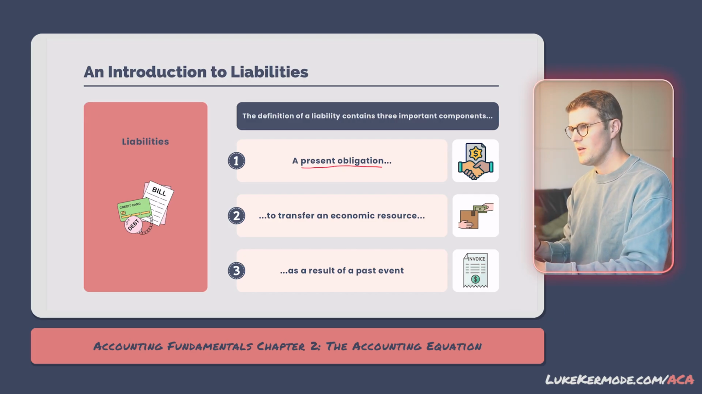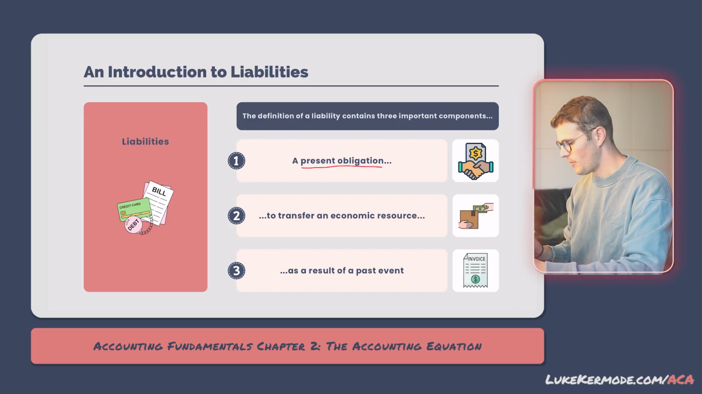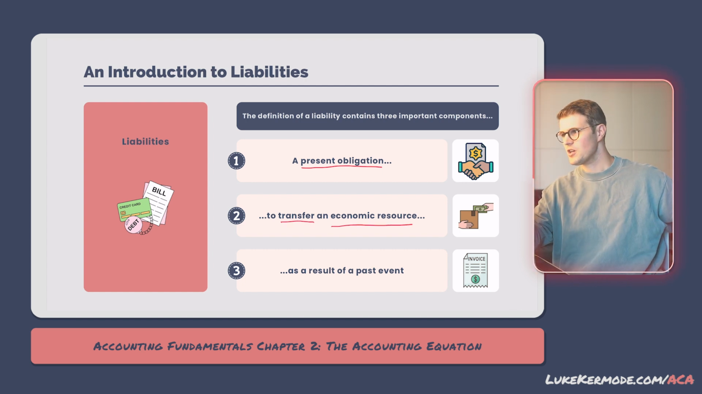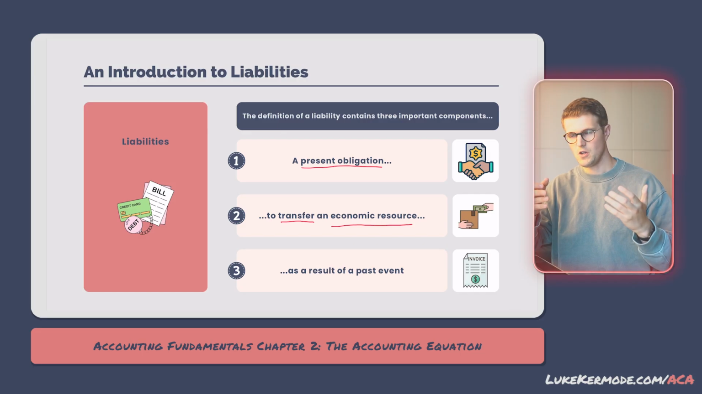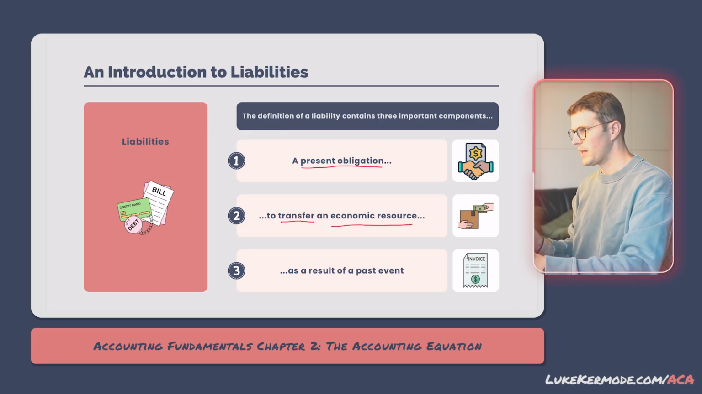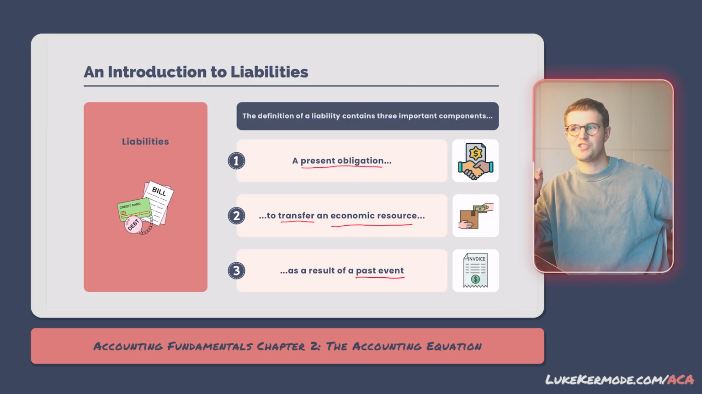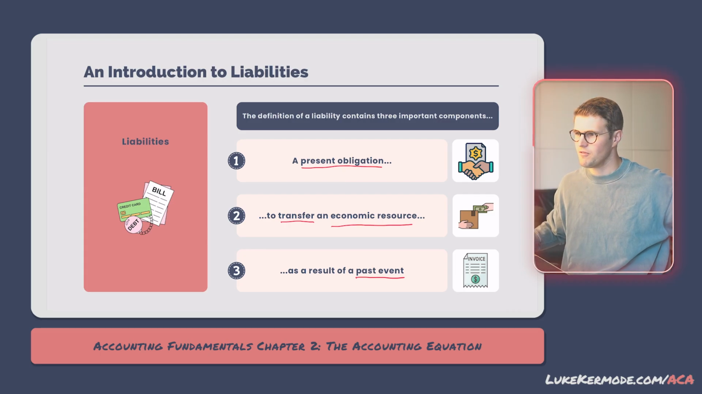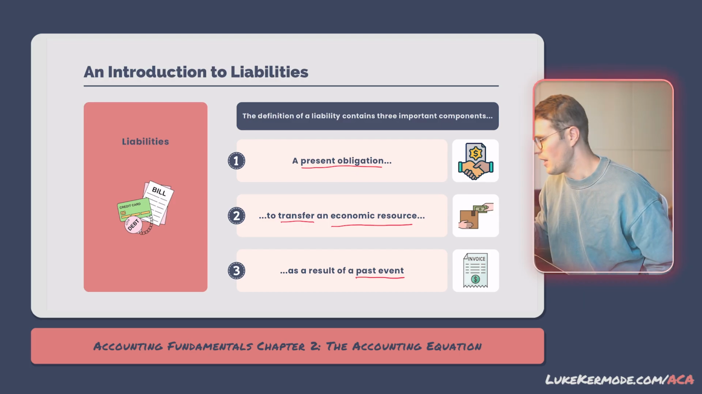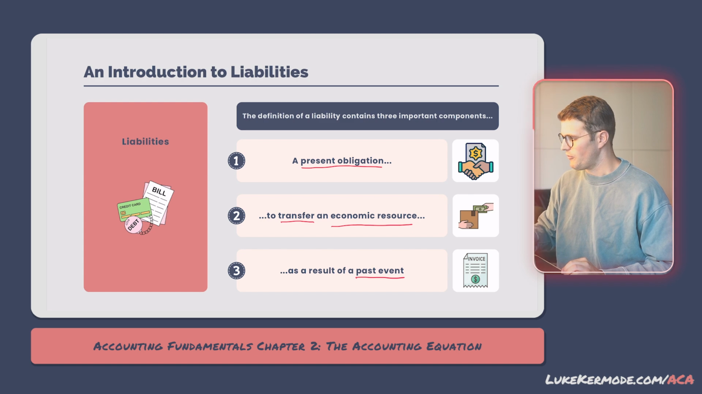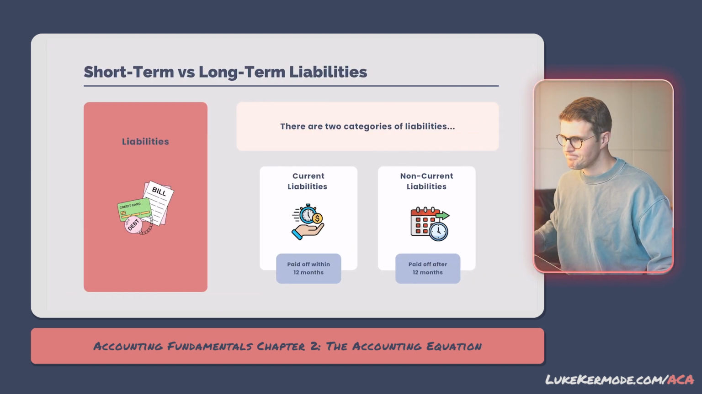Second, the obligation must be to transfer an economic resource to another party, typically in the form of cash, but it could also be, again, in the form of goods or services. And finally, the obligation must result from a past event. That could be receiving goods on credit from a supplier, taking out a loan, or using services that haven't yet been paid for. So when we talk about liabilities, we're really talking about what the business owes others. And again, you need to be very clear on the definition of a liability and its three components before you walk into your accounting exam.